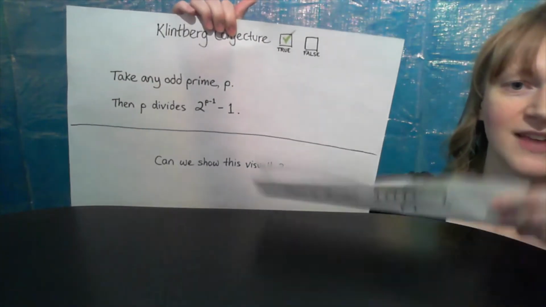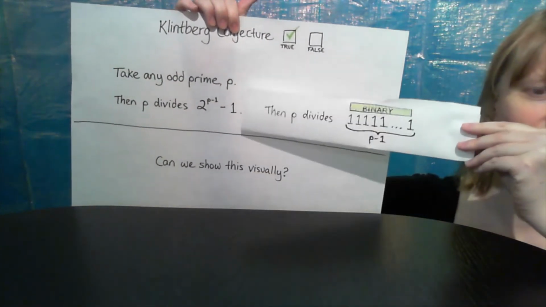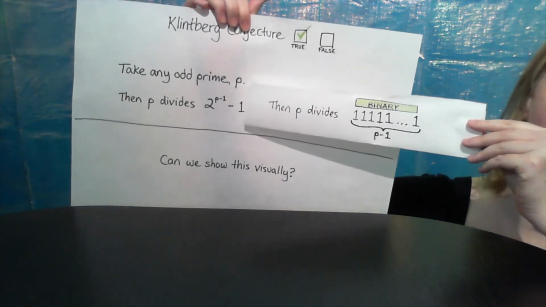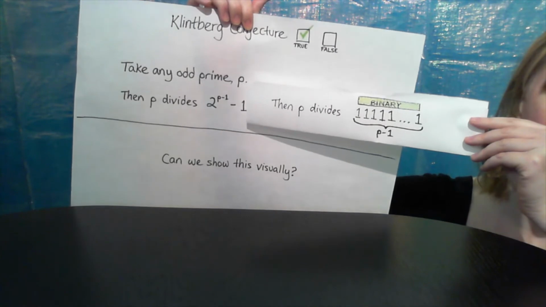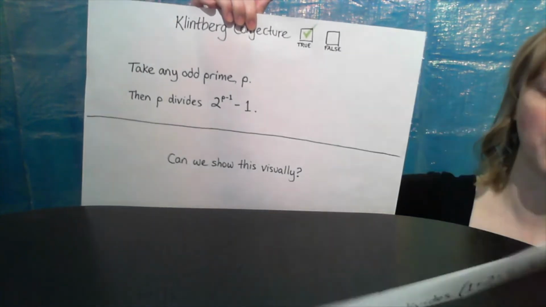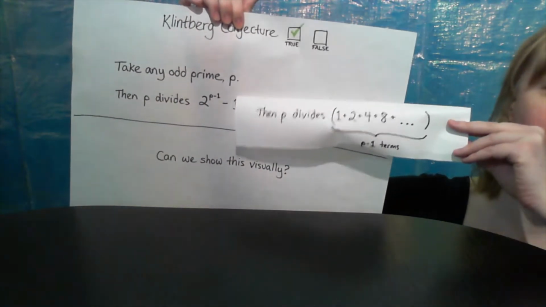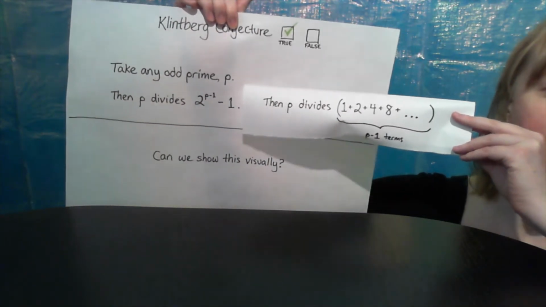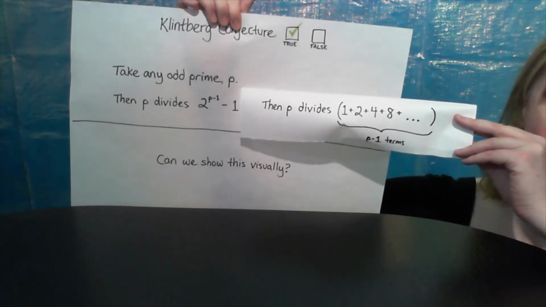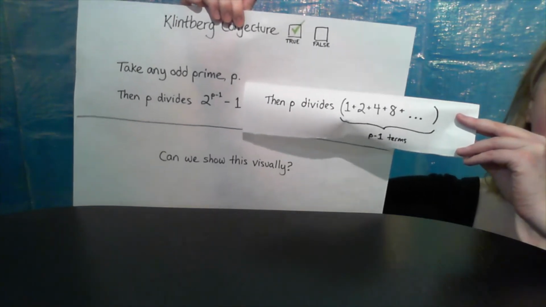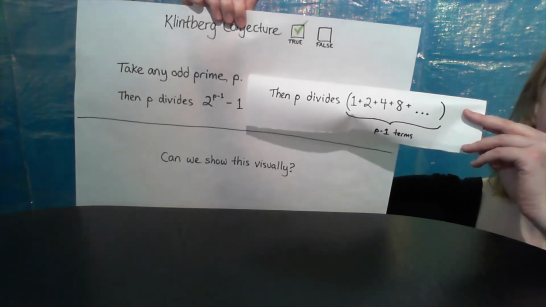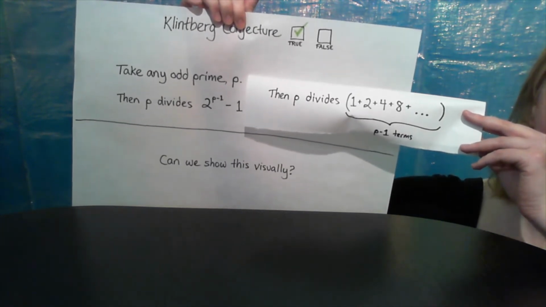So what this says is that p divides, in binary, a string of 1s where the number of 1s is p minus 1, or put more explicitly, p divides 1 plus 2 plus 4 plus 8 plus 16 plus 32 plus however many terms it is that makes up p minus 1 terms.